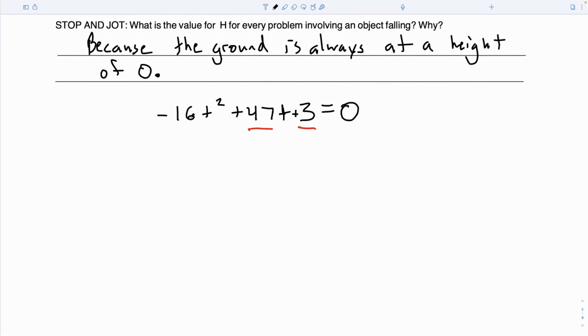Is there anything to factor out of 16, 47, and 3? Silent yes or silent no? Can I factor a number or a variable out of 16, 47, and 3? I don't think so. 3 and 16 don't work, so that's kind of my clue that we're just going to move forward. Let's solve this thing, and let's vote.